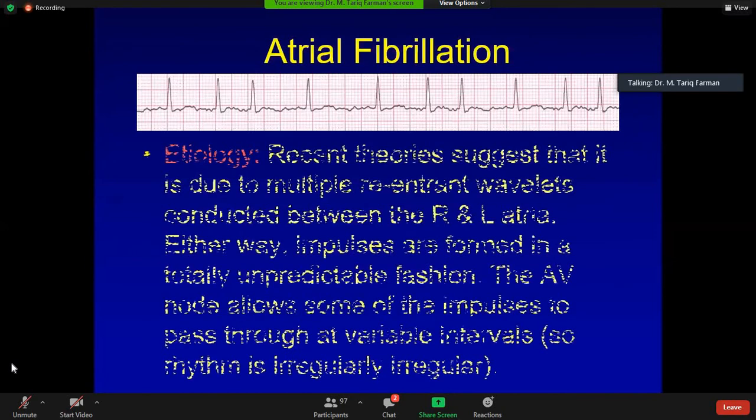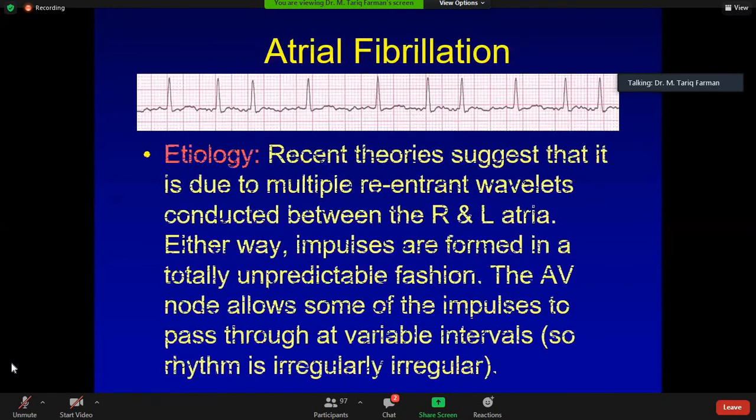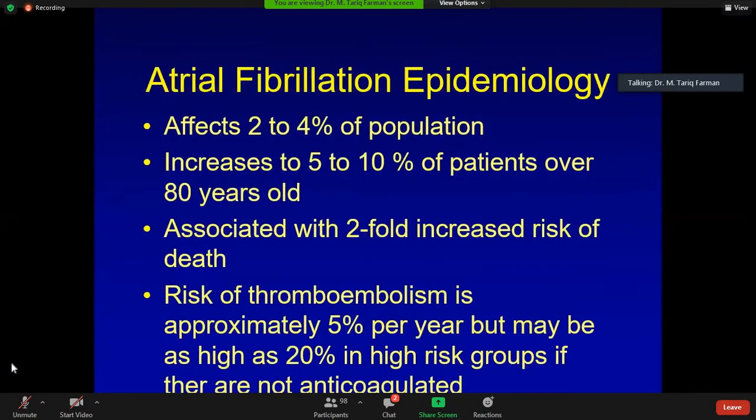Recent theories suggest that it is due to multiple reentrant wavelets conducted between the right and left atria. Either way, impulses are formed in a totally unpredictable fashion. The AV node allows some of the impulses to pass through at irregular intervals. So the rhythm is irregular. It affects 2 to 4% of the population, increasing to 5 to 10% of patients over the age of 80 years. Associated with twofold increased risk of death.